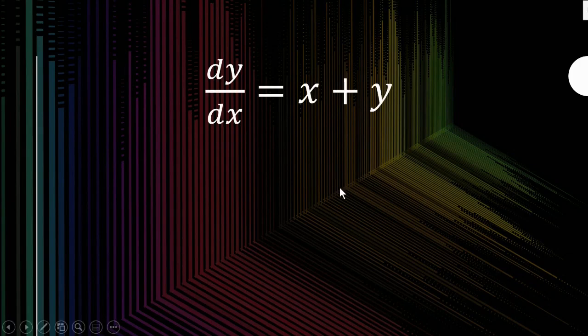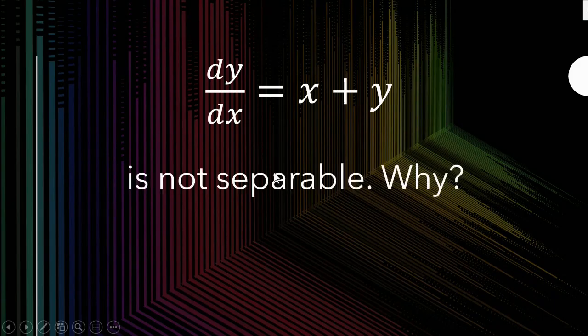In this video, we are going to discuss this question. We know that this equation is not separable. This is a differential equation, a first order differential equation, and we know that it is not separable. But why? How can you explain why this is not separable?